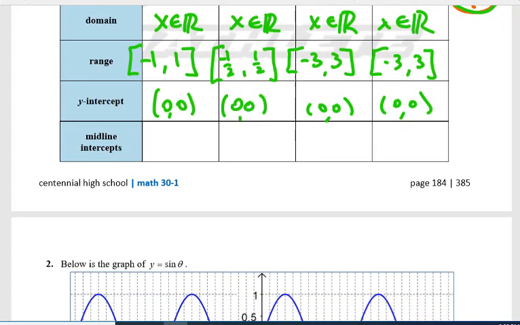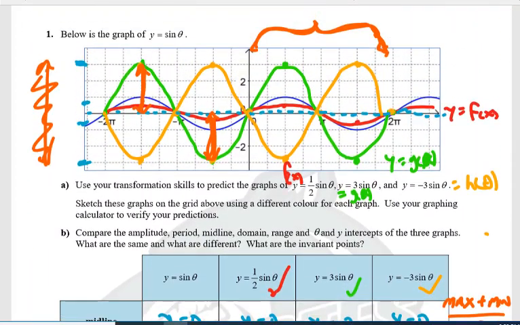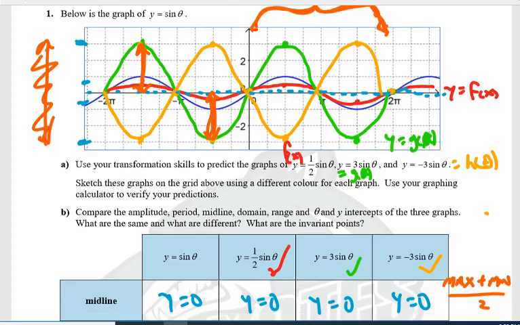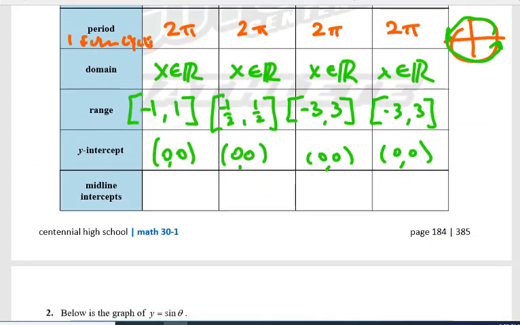The last piece that we're going to get into here is called our midline intercepts. In this case, our midline is along the x-axis. We drew that in that baby blue. So it just ends up being our x-intercepts in this case, but often it's not going to be. Our midline intercepts: the first one happened at 0, and then the next one was at pi, and then the next one was 2 pi.